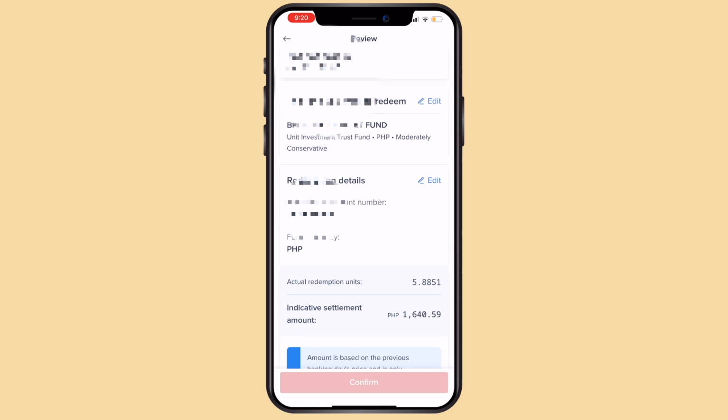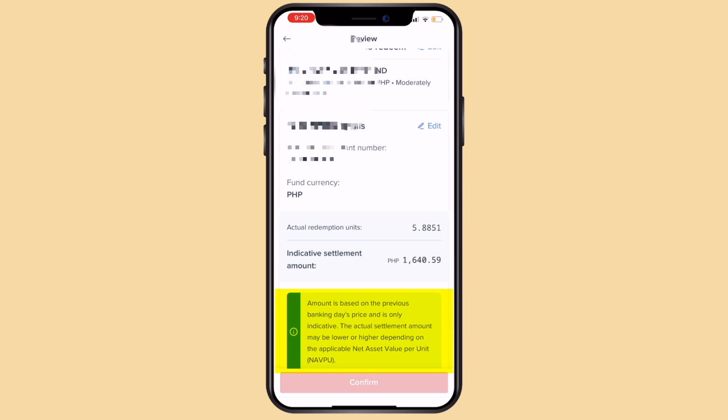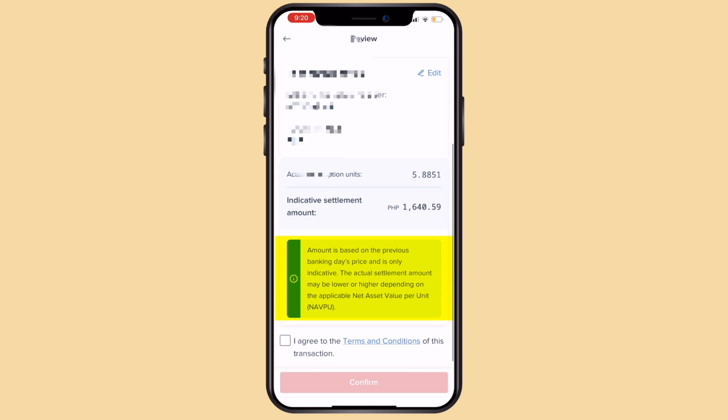And then, important i-note na the amount is based on the previous banking day's price and is only indicative. The actual settlement amount may be lower or higher depending on the applicable net asset value per unit or NAV per unit. So, etong 1,640.59, pwede pa itong maiba depending on the exact amount when we place our transaction.